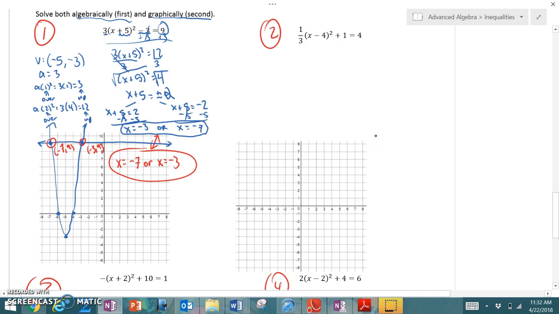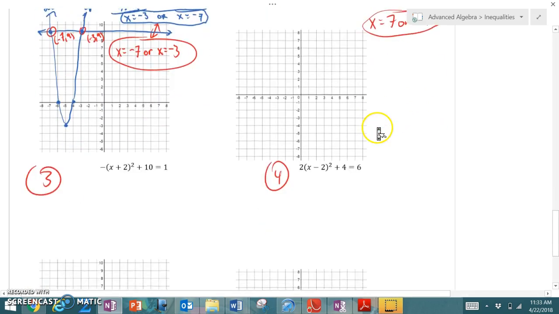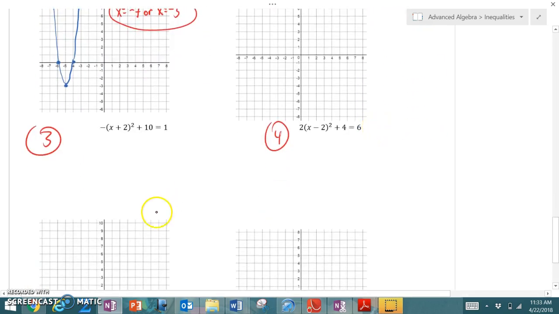Okay, so again, you should have your answers already, and I'm just going to show what they are. For number 2, you should have gotten x equals 7 or x equals 1. Okay, number 3, you should have gotten x equals 1 or x equals negative 5. And for number 4, you should have gotten x equals 3 or x equals 1.